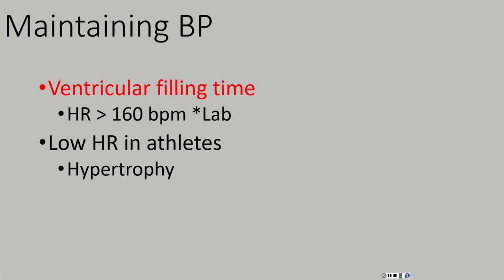Now, in lab, we saw there's kind of a balance. Sometimes when heart rate goes up, cardiac output goes up. But after 160 beats per minute, stroke volume wins out. As heart rate goes up, stroke volume doesn't just drop, it drops dramatically. And it actually causes cardiac output to go down the higher the heart rate goes over 160.